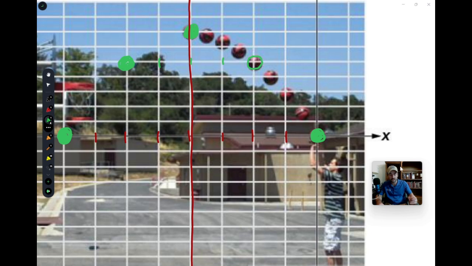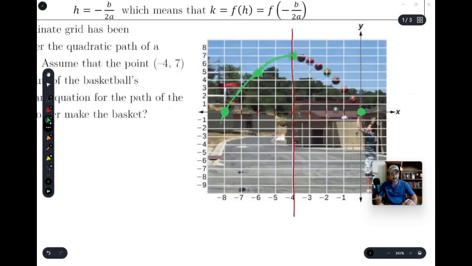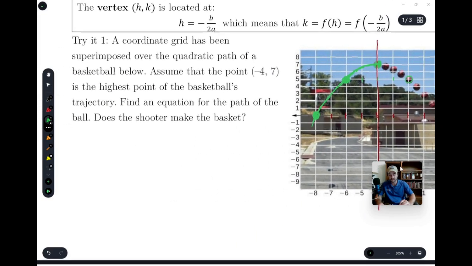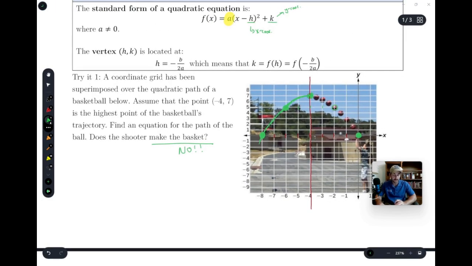And then if I wanted to do it one more time, we could, or we could just try to match that arc as best as we can and ask ourselves the question, does it look like he makes the basket? Because I think that's the question they asked us for the first one. Does it look like he makes the basket? Does the shooter make it? No, he doesn't. It doesn't look like it. Maybe he makes that other one way there in the background, but no, he does not make the basket he's shooting at.